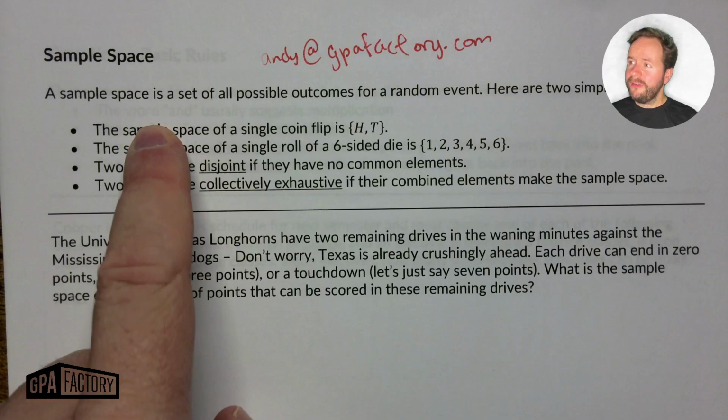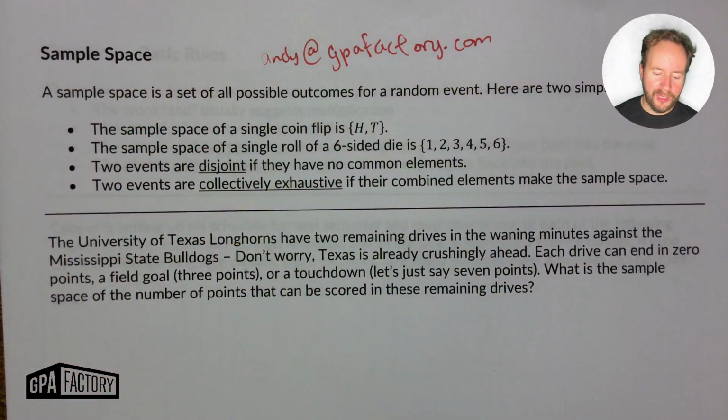Sample space. Sample space is the set of all possible outcomes for a random event. There are two simple examples. Heads or tails, right? When you flip a coin, it either comes up heads or comes up tails. Those are all the possibilities. Another simple example is when you roll a die: 1, 2, 3, 4, 5, 6. That's it. Those are all the possible cases.